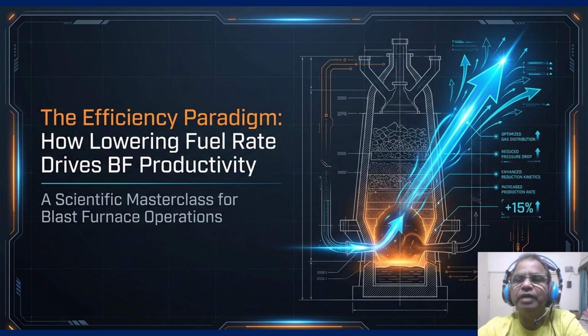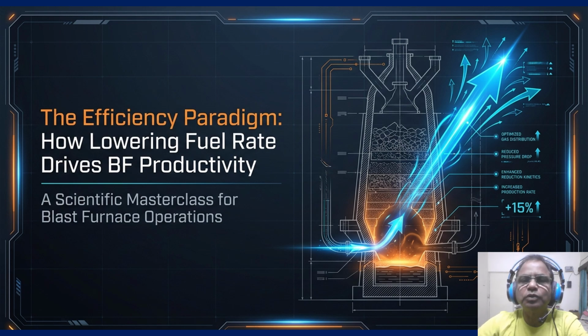So we are moving away from brute force blowing and towards a regime where reduced pressure drop and enhanced reduction kinetics do the heavy lifting for us. If you want to maximize tons per day, you must first master the kilojoule per ton. To understand how this works, we have to look at the hard physics of the tuyere level and what actually limits our speed.